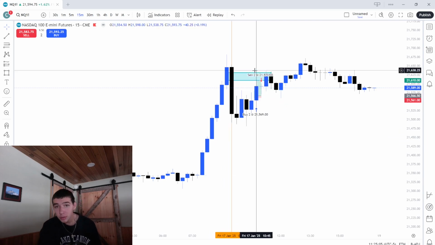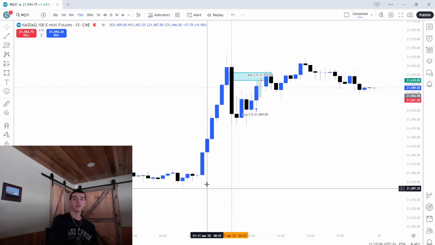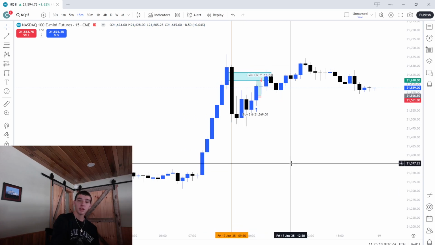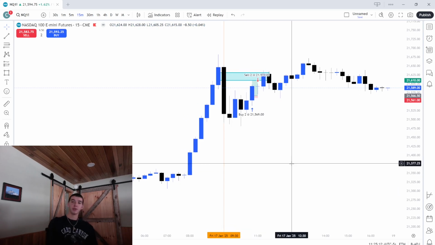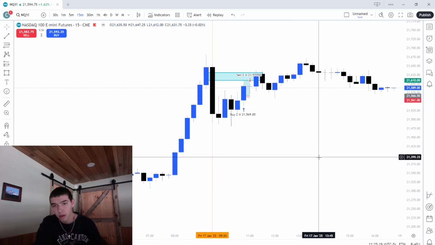We move 344. We move almost 300 pips in pre-market. So obviously we're going to need a retrace. So market opens bearish, and that is going to be our retrace. So I'm looking for longs for the day.